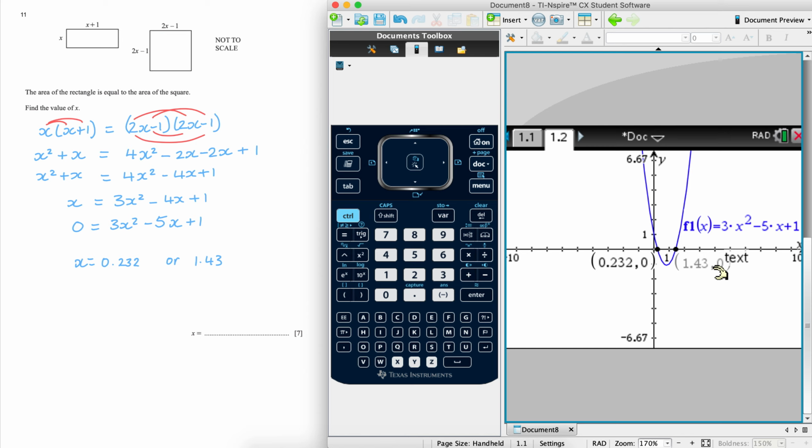So looking at the square, I've got 2x minus 1. So if I had two lots of 0.232 and I subtracted 1, then that would actually give me a negative number. Okay, which means that my square would be a negative length, and that cannot work. That won't work, so I can't use that solution. I need to reject this one, and the only solution is actually the 1.43, and you need to show something like this to show that you've thought about that and rejected it for a reason.